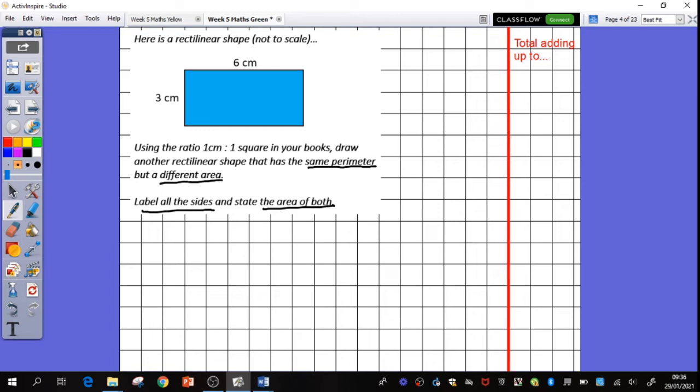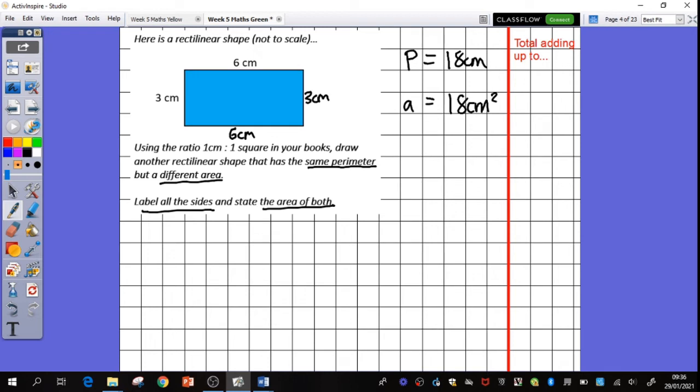Let's try and find the perimeter of this shape. So I've got 3 centimetres, 3 centimetres, 6 centimetres and 6 centimetres. So it's 12 plus 6, 18. So the perimeter of this shape will be 18 centimetres. It tells me to find the area of both, so let's find the area of my shape also. So nice and easy, 3 times 6, 18 centimetres squared.